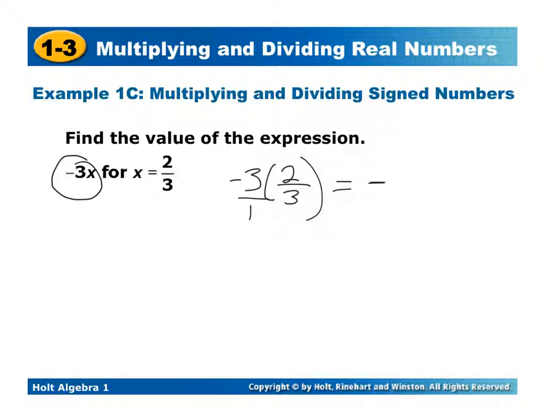Here we can put 3 over 1 in order to multiply our fractions. Now I always like to reduce beforehand, so since we have the 3's, we can divide each by 3 and we get 1. So 1 times 2 is 2. 1 times 1 is 1, so we have negative 2 over 1, or just negative 2.